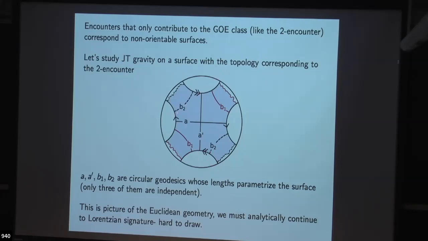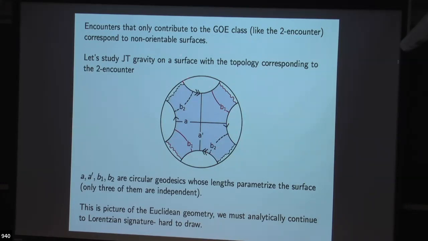And then I've drawn here some geodesics. These are all circular geodesics: B1, B2, A, and A prime. Only 3 of them are independent on this geometry. And we're going to see how this geometry represents this 2 encounter. It's a little bit misleading because it's a Euclidean picture I've drawn here. We're supposed to analytically continue, but that's a bit hard to draw.